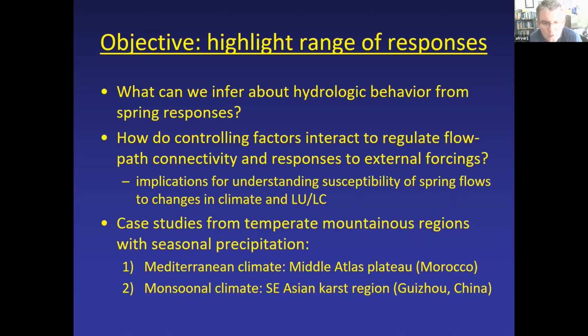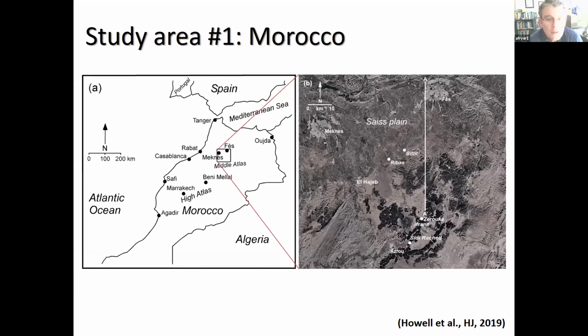So my case studies are from temperate mountainous regions with seasonal precipitation: the Middle Atlas Plateau of Morocco, which has a Mediterranean climate, and the Guizhou province, Southeast Asian karst in China, which has a monsoonal climate. So study area 1: at left is a map of Morocco, at right is a Google Earth image, and I'm going to focus on 3 springs, Riba, Zaruka, and Sidi Rashid.